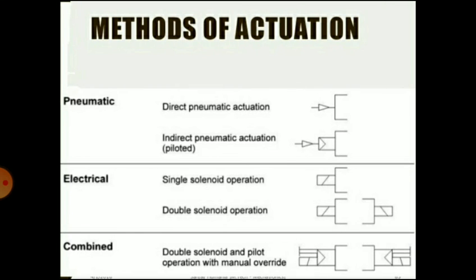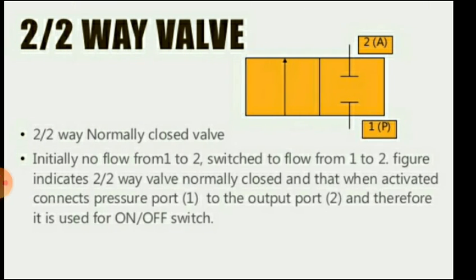And pneumatic actuation: direct pneumatic actuation and indirect pneumatic actuation, that is piloted. On the right hand side, the symbolic representation is also shown for the method of actuation. Then electrical actuation, single solenoid operation and double solenoid operation, indicated on the right hand side. Then combined double solenoid and pilot operation with manual override. So these are all the methods of actuation.